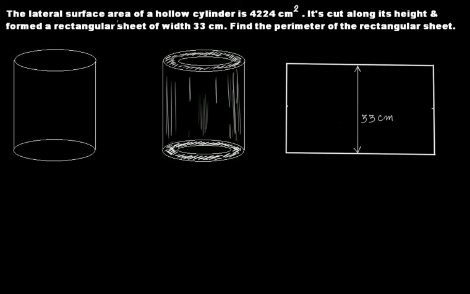The lateral surface area of a hollow cylinder is 4224 centimeters squared. It is cut along its height and formed into a rectangular sheet of width 33 centimeters. Find the perimeter of the rectangular sheet.